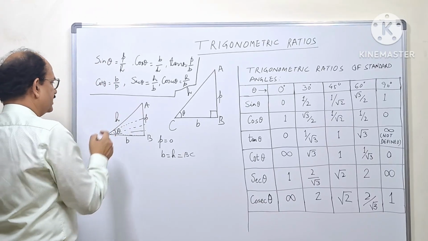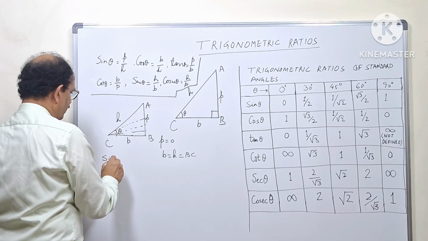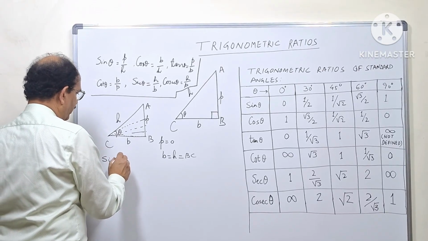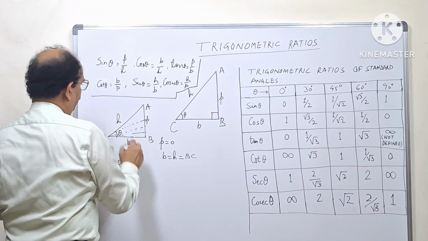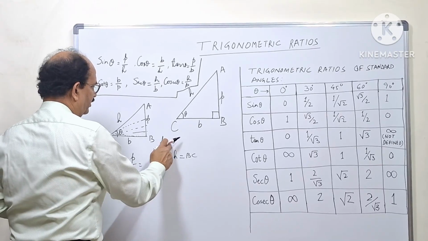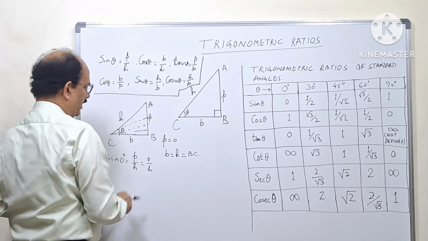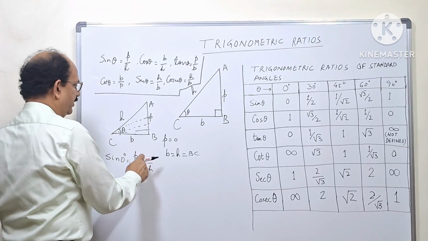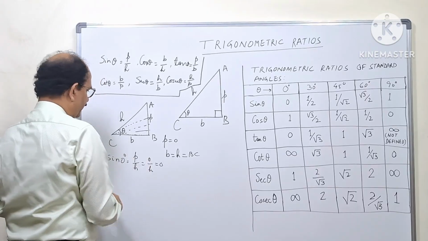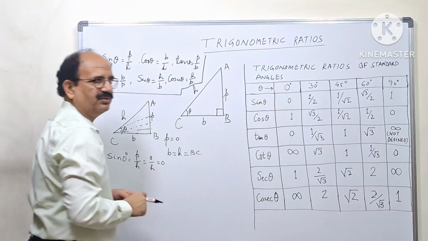So with this, let us try finding out sine 0. Sine 0 degree will be perpendicular by hypotenuse. But as we know, perpendicular has become 0. So 0 divided by hypotenuse. 0 divided by any number will be 0. That is how you see sine 0 is 0.